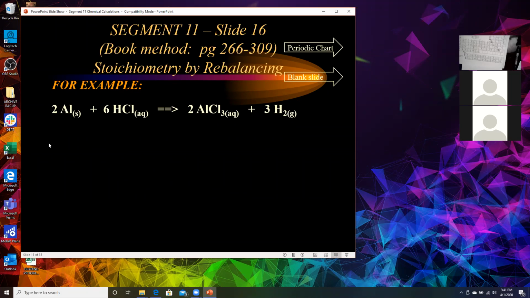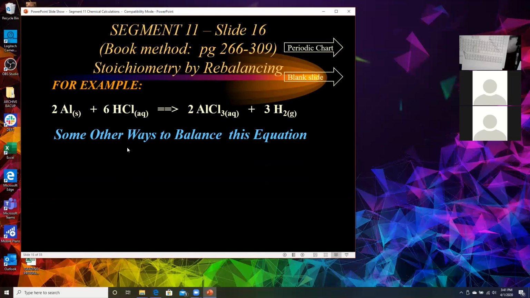But that 2 moles of aluminum also means 2 times 27, the atomic weight of aluminum right here, 26.98. So that equation is showing 26.98 times 2 grams of aluminum in it. So it is giving masses in that balanced equation just the way it is. Okay. Now, some other ways we could balance it.